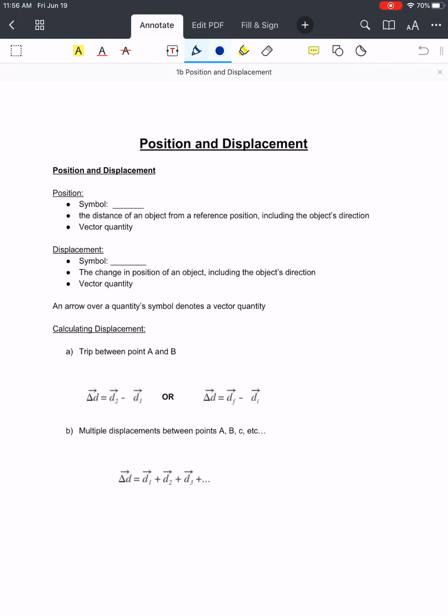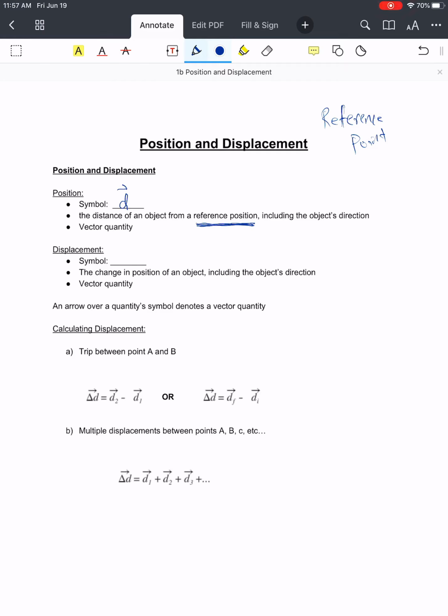Okay, so position and displacement. So what is position? Well, the symbol for position is going to be a D, like distance, because it's related to distance, but with an arrow on top. Okay? Now, position is the distance of an object from a reference point. So this is the most important part about position and displacement, that it's all from a reference point. So you need a reference point in order to calculate position and displacement.